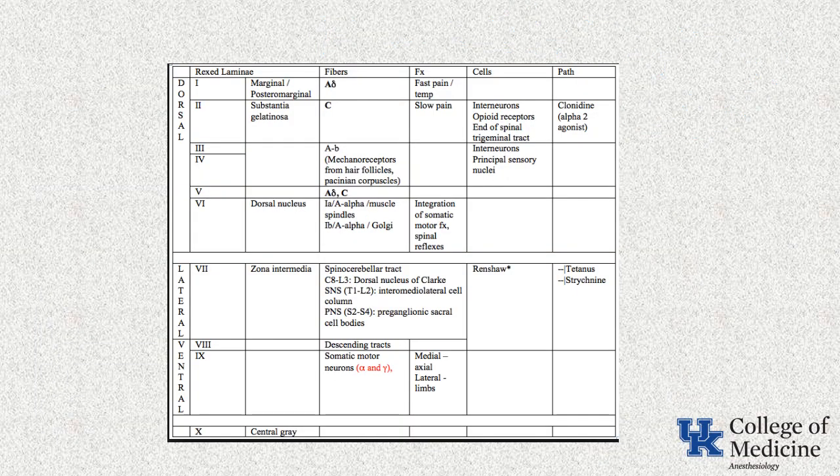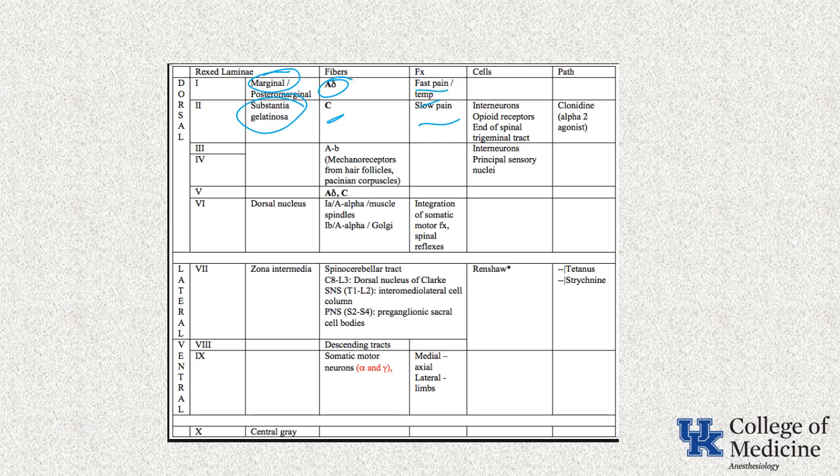This is a good chart to remember. This is the different laminae or Rexed laminae of the spinal cord. You can see Rexed lamina 1, also known as the marginal layer, has a pretty high density of A delta fibers. So this is going to give you kind of the fast pain and temperature that reaches the brain. Layer 2 is known as the substantia gelatinosa. It's going to be a higher density of C fibers there. And as we say, with C fibers, they're unmyelinated, so it's going to be more of the slow pain processing.